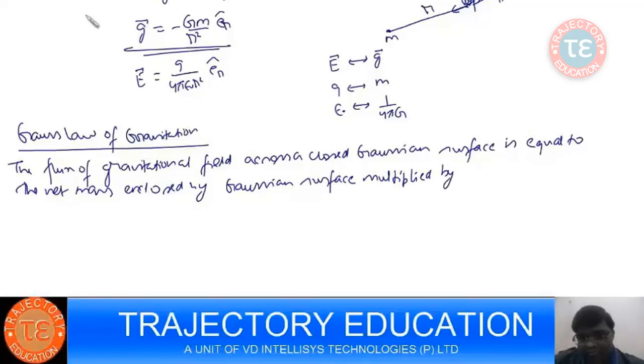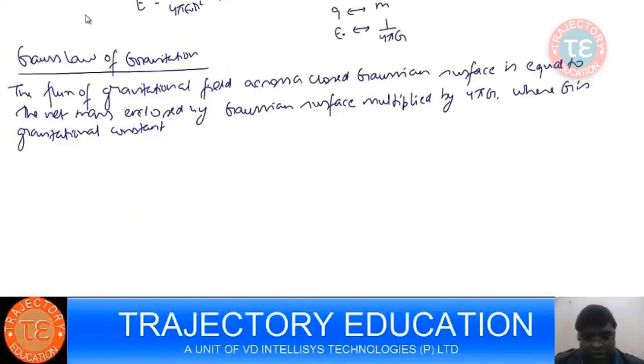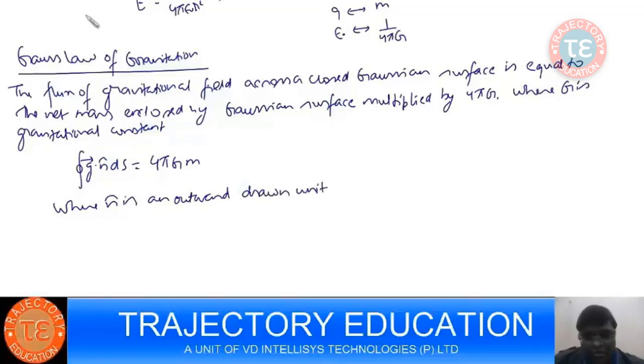multiplied by 4 pi G, where G is the gravitational constant. So I can write the integral of g dot n dS as 4 pi G M, where n is an outward drawn unit normal vector to S. This is the Gauss law of gravitation, and M is the mass enclosed by the Gaussian surface.